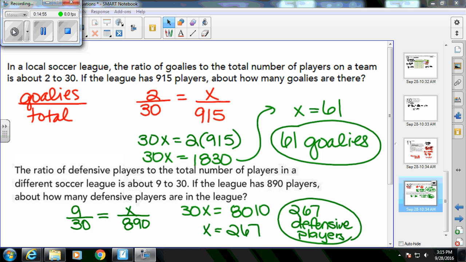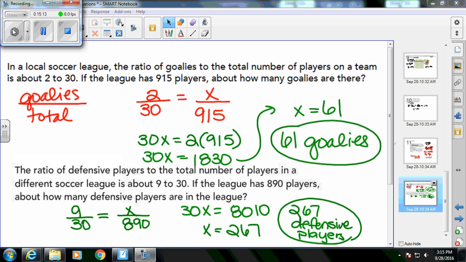For defensive players, there's 9 defensive players for 30 players total. How many defensive players are there if there's 890 players? I cross multiplied and divided, and I get 267 defensive players.